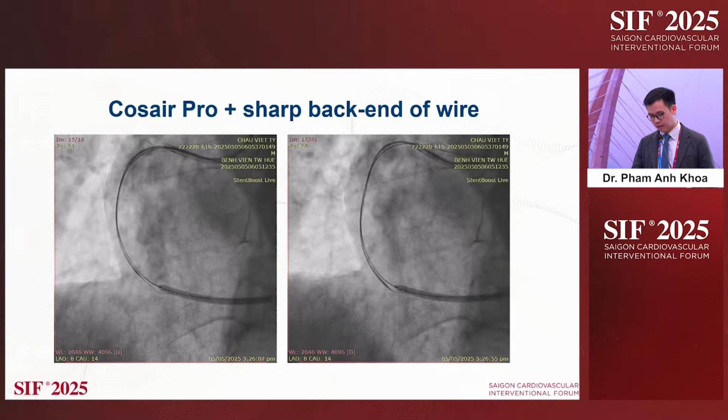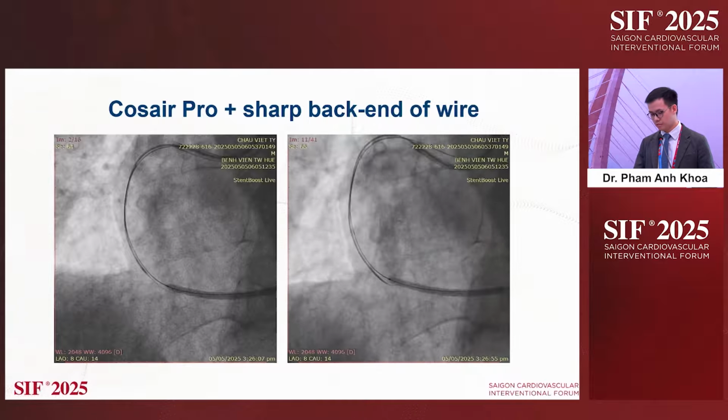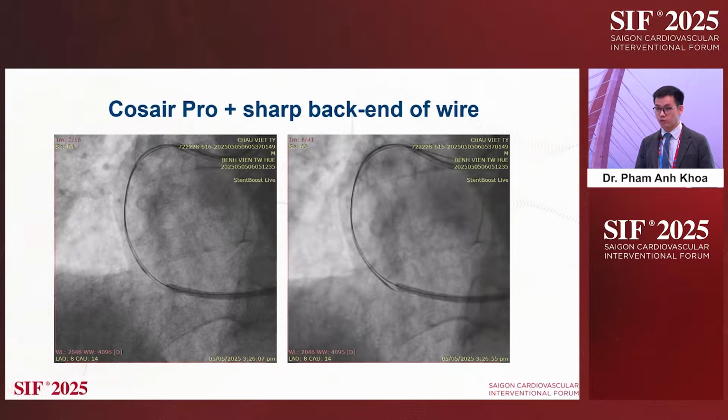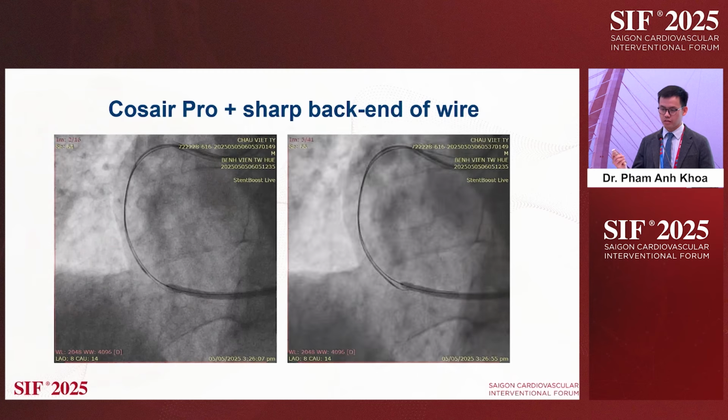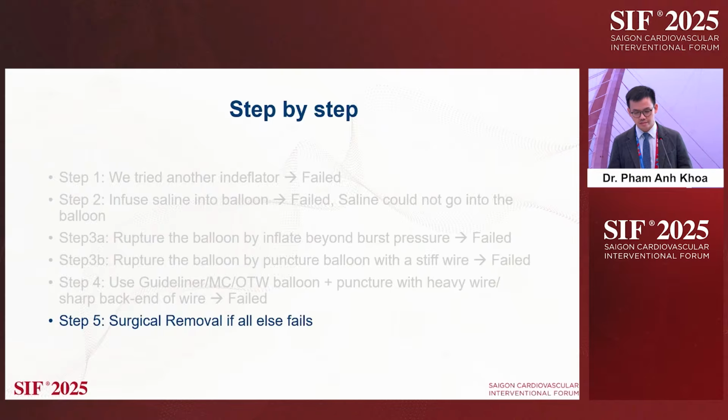You can see this is the back end of the wire, and like you said, it's outside, in the outer vessel. Even though I pushed very strongly, the balloon didn't change anything. I had to give up and call the surgeon for a surgical removal, and I had to be there and discuss with the surgeon what was going on, where the balloon was, and my options for how to pull the balloon out.